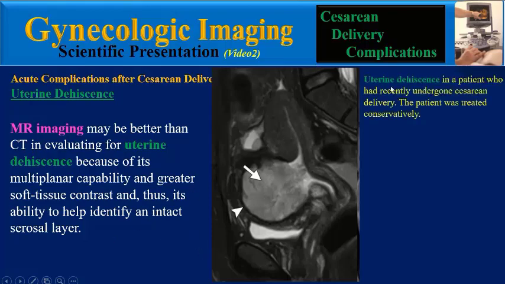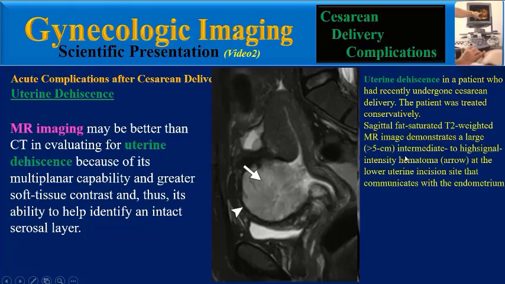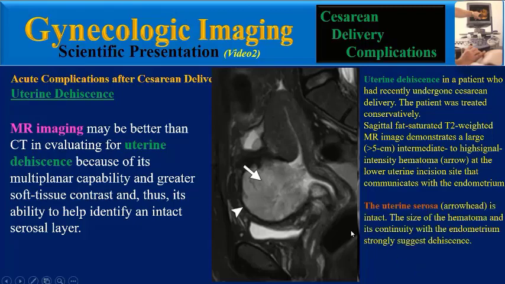This image shows uterine dehiscence in a patient who had recently undergone cesarean delivery. The patient was treated conservatively. This sagittal fat-saturated T2 MR image shows a large intermediate to high signal intensity hematoma at the lower uterine incision site that communicates with the endometrium. The uterine serosa is intact. The size of the hematoma and its continuity with the endometrium strongly suggest dehiscence.